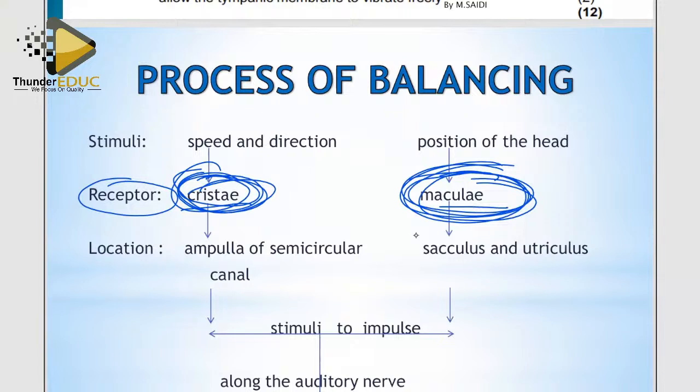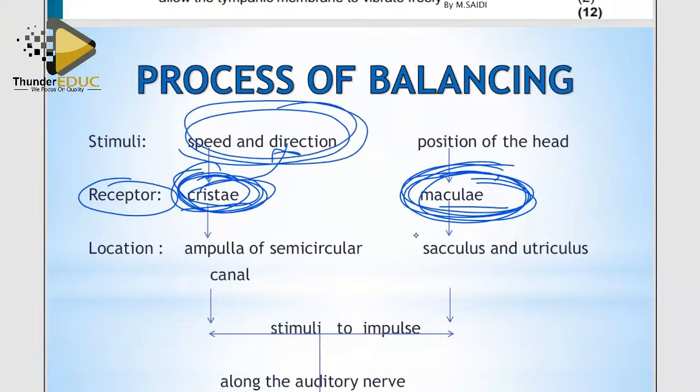But where is the cristae? What is the cristae used for? Cristae is responsible for change in speed and direction. Changing the speed and direction, speed and direction, it is crystal. The position of the head, you can nod your head. How fast is it? It means that it is the cristae which is going to be stimulated.